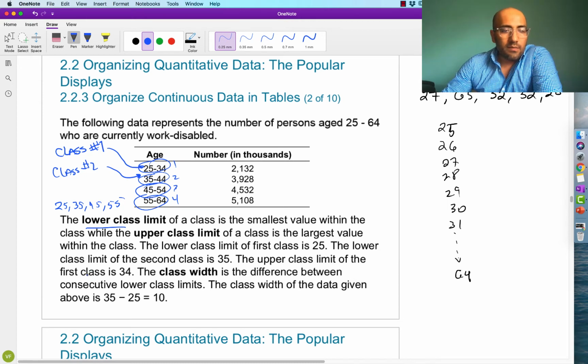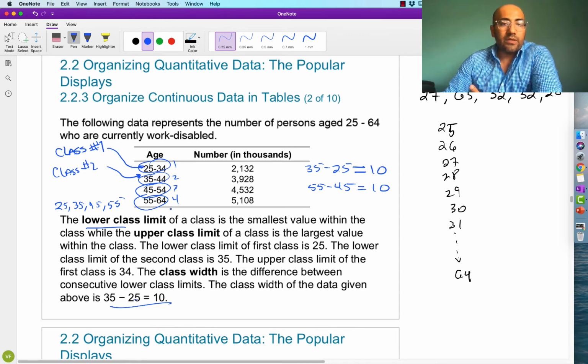Class width. There are a couple of ways to define this. The class width is the difference between consecutive lower class limits. The class width of the data given above is 35 minus 25, which is equal to 10. So we take two consecutive lower class limits, 25 and 35, and that's how we get the 10. Nothing special about these two; it could be any one of them. So 55 minus 45 also gives you 10. We get the same value, in this instance a 10, for each one of these.